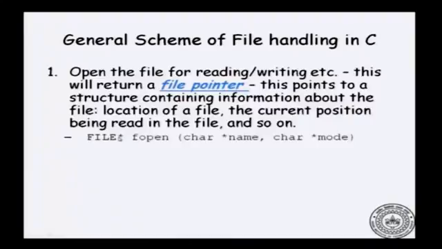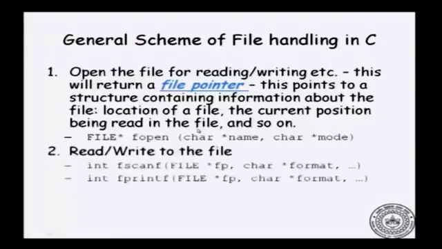file pointer. Now file pointer is a pointer to a structure, and that structure contains a lot of information about the file. For example, where is it situated, the current position being read in the file. So maybe you have read 1000 bytes and you are about to read the 1001st byte. So it has that information and various maintenance information about the file.